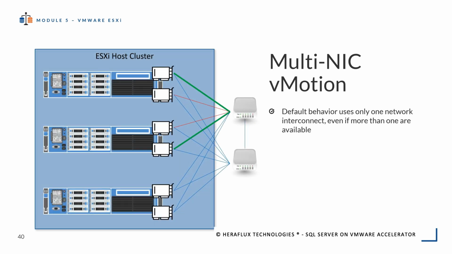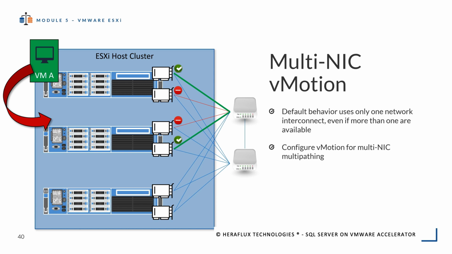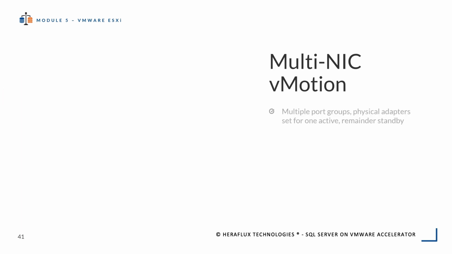It's called Multi-NIC vMotion. Normally, by default, even if you have more than one network adapter assigned to the vMotion process, it will only use one. The network adapters can be assigned in a certain way to tell the hypervisor to actively multipath the vMotion memory stream and speed it up. Your VM admin should know how to set this up.